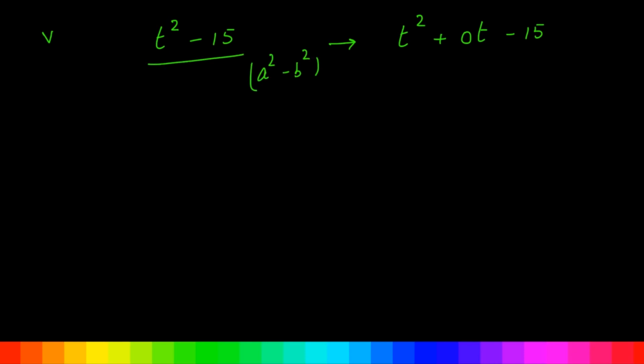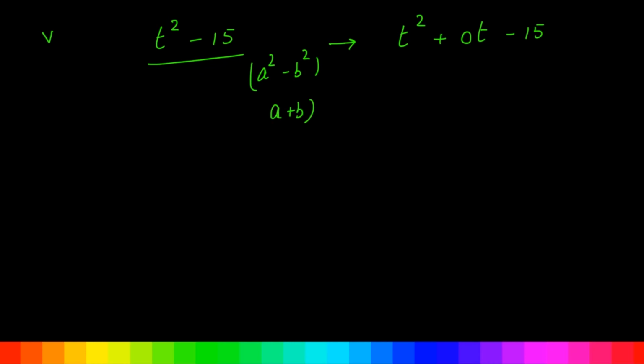Part 5. t square minus 15. Here we see that the term of t is missing. So the standard format of this expression is t square plus 0t minus 15. Now we notice that t square minus 15 is in the form of a square minus b square.